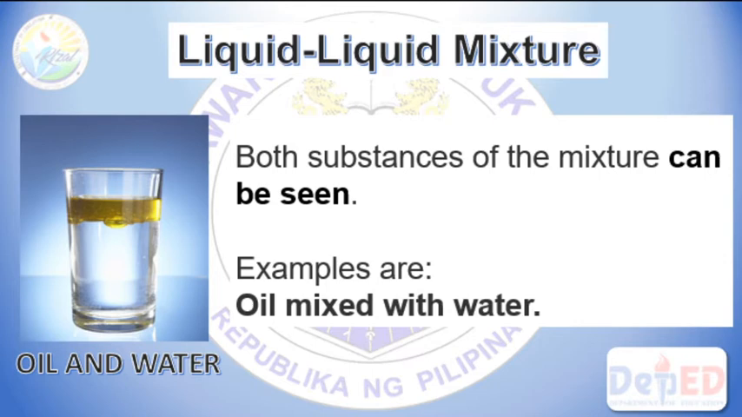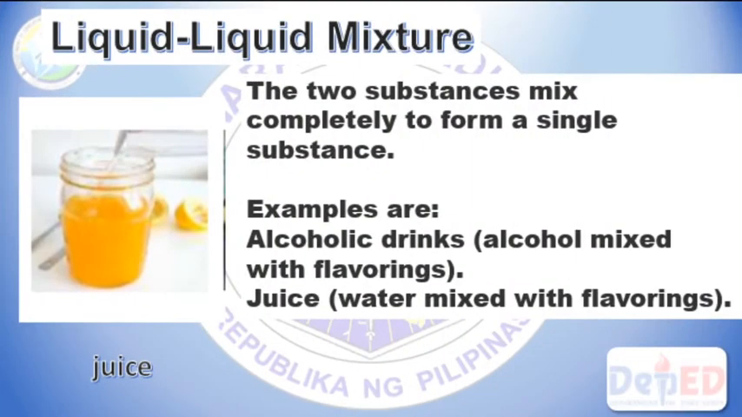Another example of liquid and liquid mixture is juice. The two substances mix completely to form a single substance. This pair of materials cannot be distinguished after mixing or combining them. Another example is the alcoholic drink. The alcohol is mixed with flavorings.